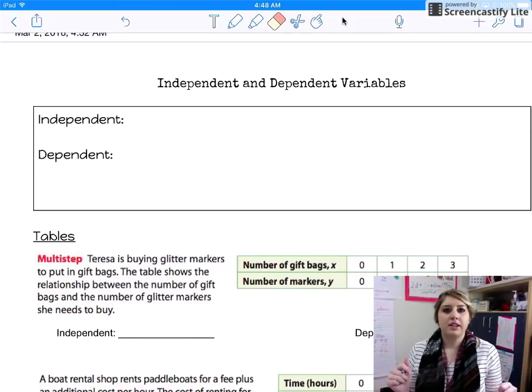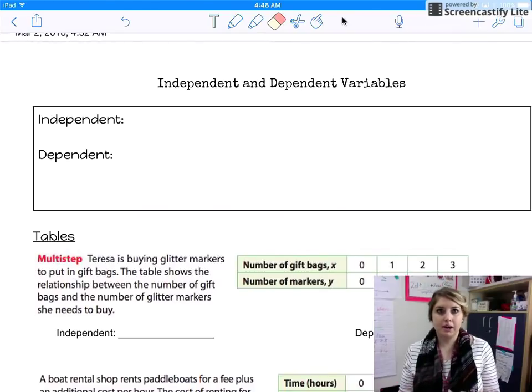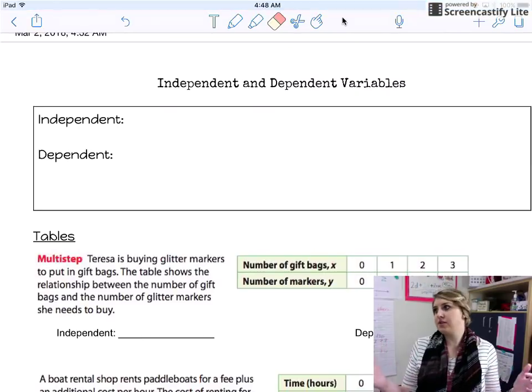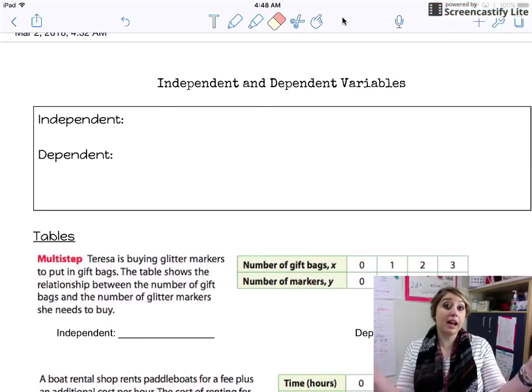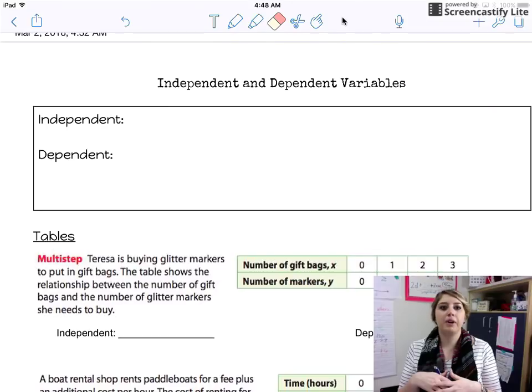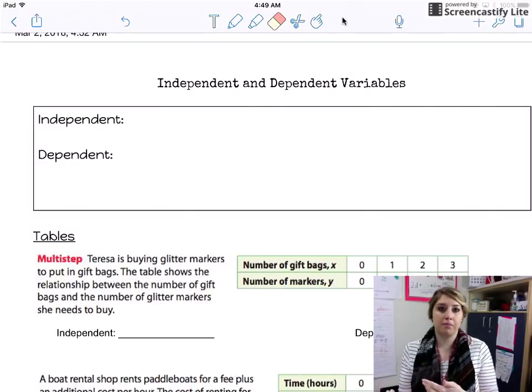Hey everyone, today we're going to be talking about independent and dependent variables. And this is actually kind of a science topic. So pretend that I'm Mr. Saucedo and I'm teaching you a science lesson today, where we are going to be talking about how independent and dependent variables can look on a graph and how they can look on the coordinate plane.